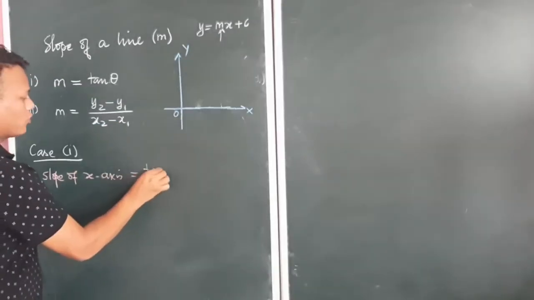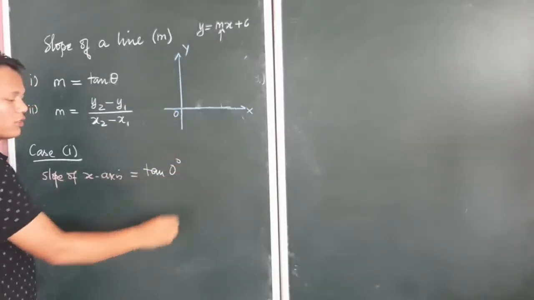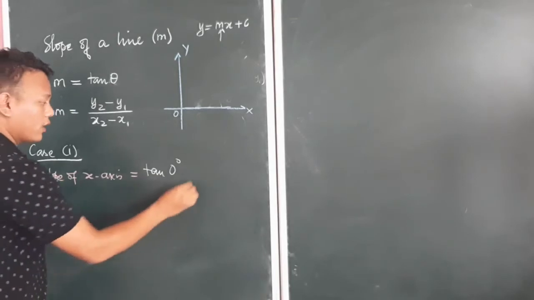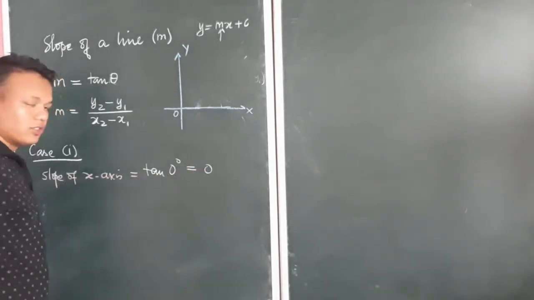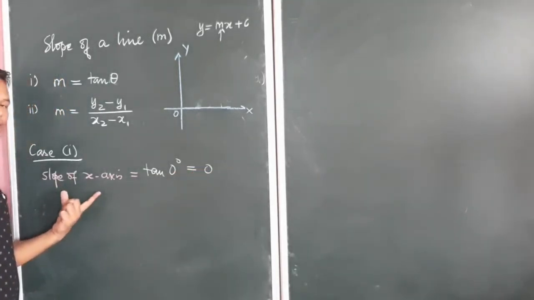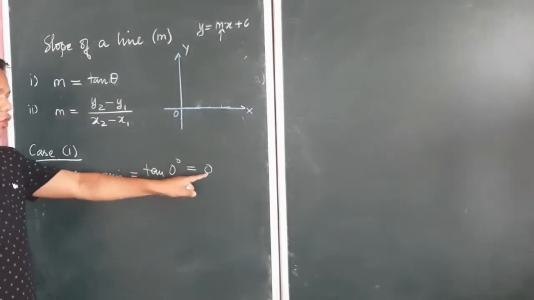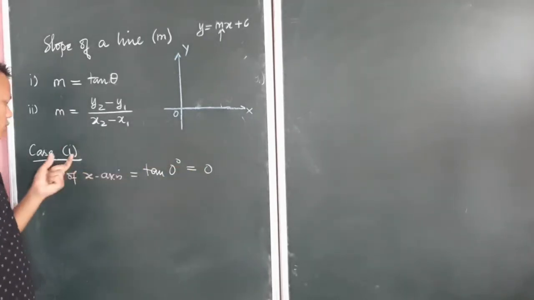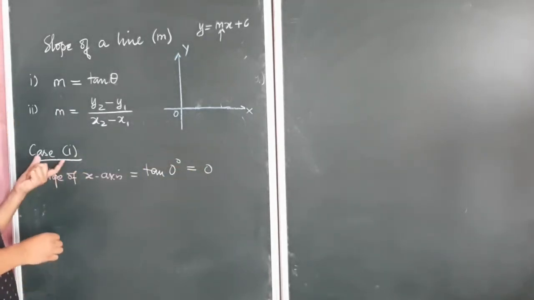So that's why my slope will be tan 0 degree. And what is the value of tan 0? We all know that the value of tan 0 degree is 0. That means the slope of x-axis will always be equal to 0. So this is our case 1.